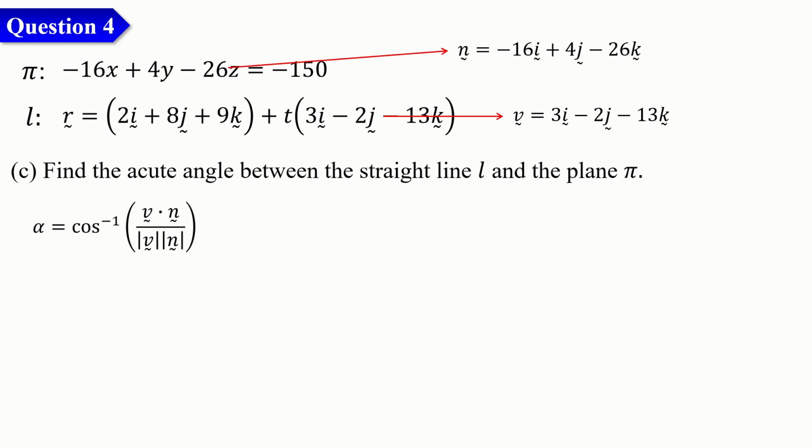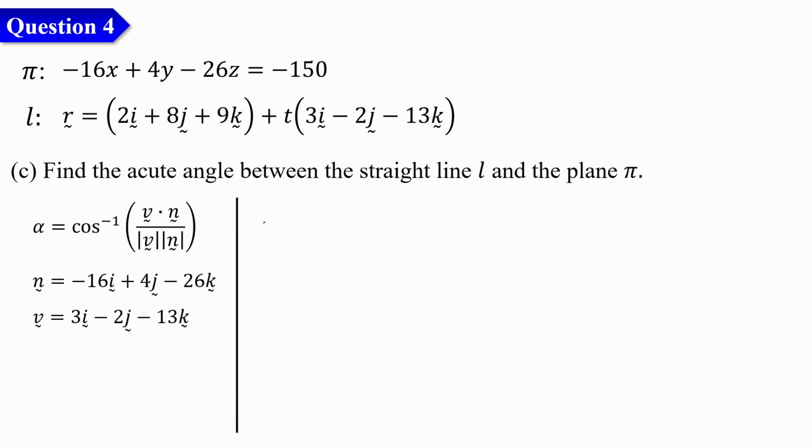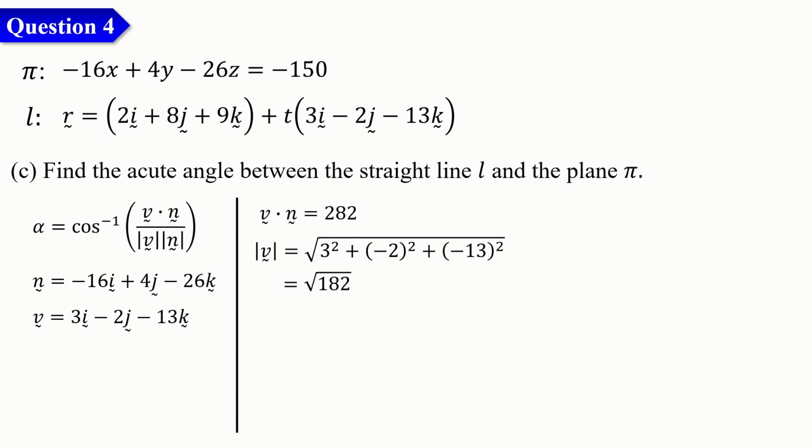So we will use these two vectors n and v to calculate the acute angle between the line and the plane. So we need v dot n. v dot n is negative 16 times 3 plus 4 times negative 2 plus negative 26 times negative 13. If we calculate this, we get the value 282. Then we need the magnitude of v, which is the square root of 3 squared plus negative 2 squared plus negative 13 squared, and this equals root 182.